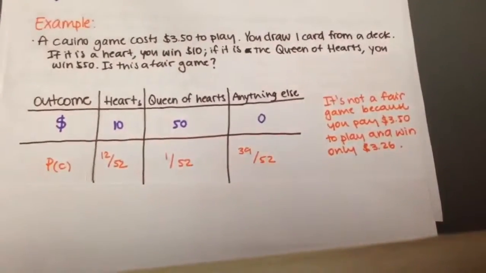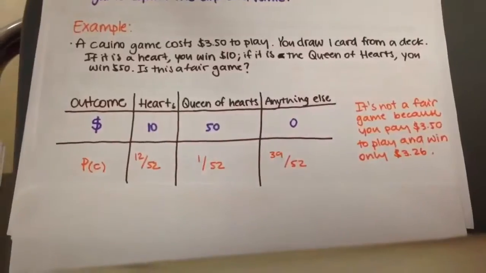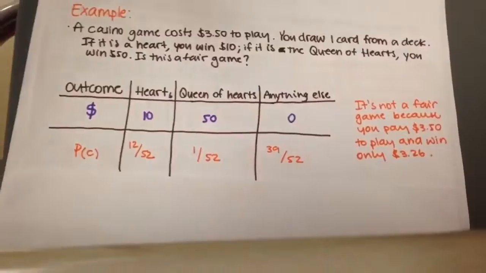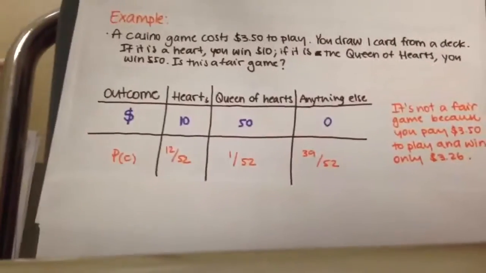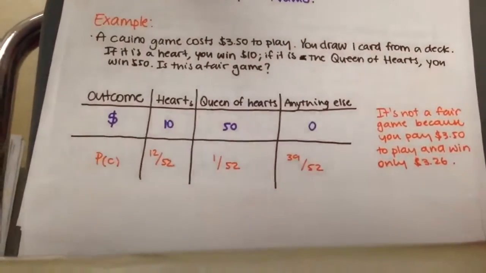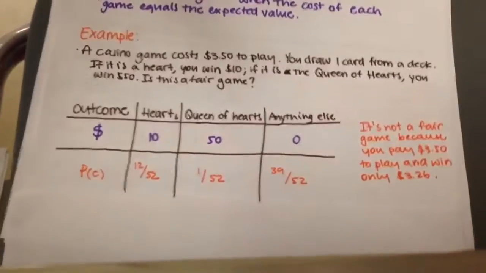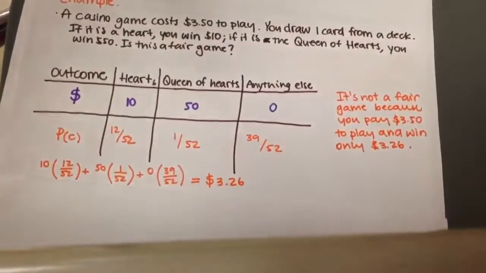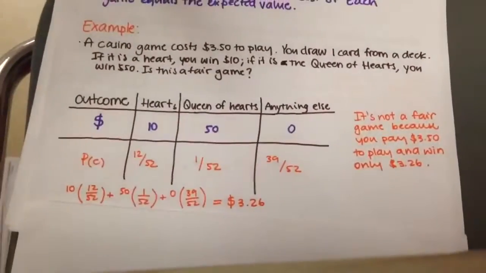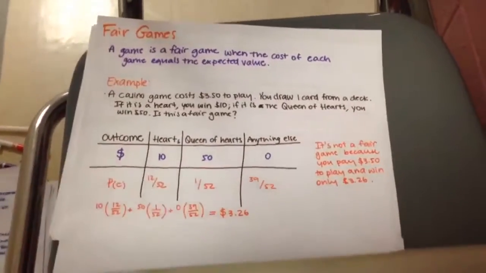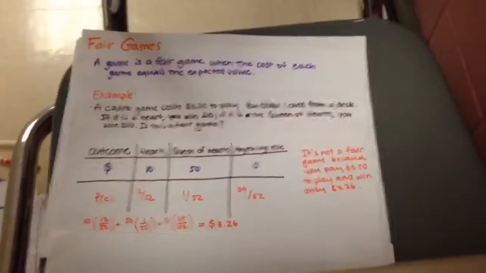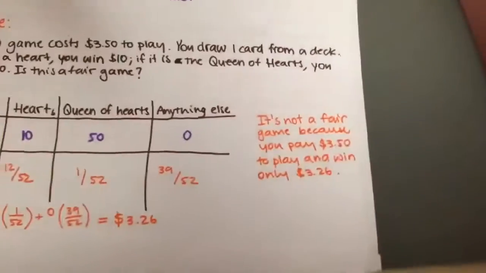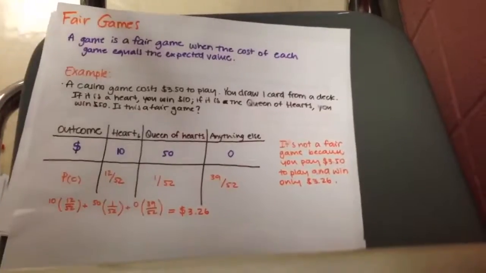There's a 12 over 52 chance of drawing a heart, a 1 over 52 chance of drawing the queen of hearts, and a 39 over 52 chance of drawing anything else. So we multiply the amount of money you get times the probability, and we get $3.26. The game isn't a fair game because you pay $3.50 to play a game and win only $3.26.